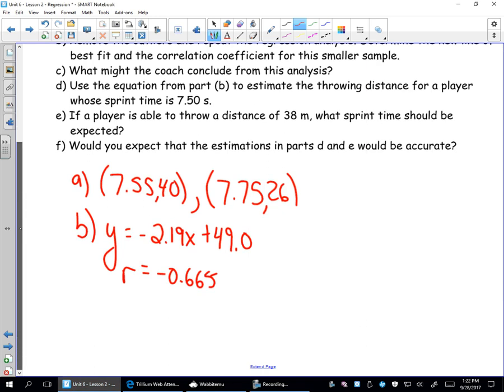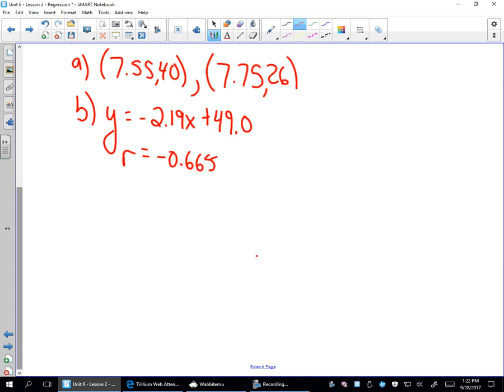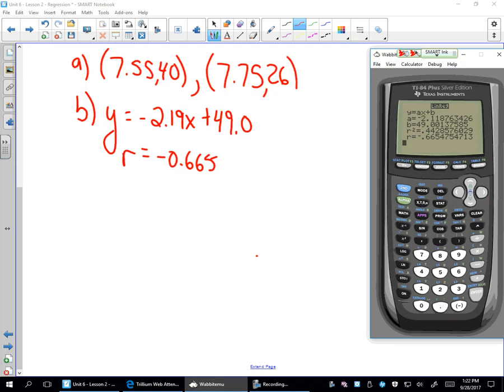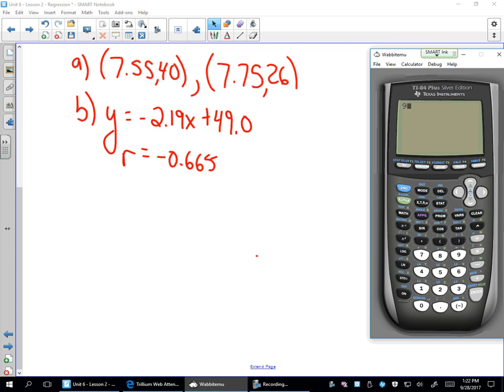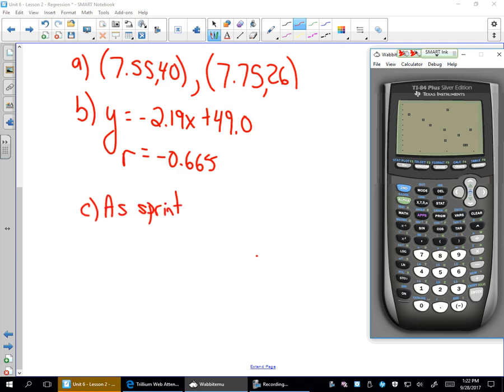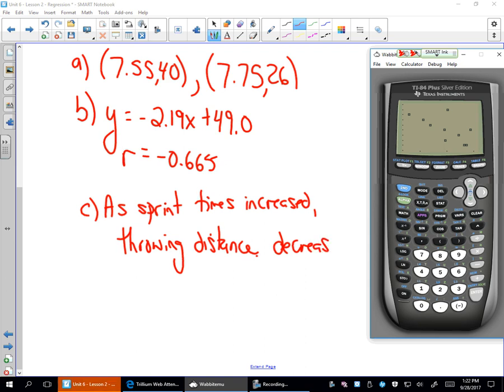What might the coach conclude from this analysis? Well, if you look at the pattern, the fact that it goes down and to the right, zoom 9. Oops, I missed the zoom button there, zoom 9. You can basically say as sprint times increased, which was my x variable, throwing distances decreased, which was my y variable. It's going down to the right. Okay, so if you're a slow athlete, you're probably a bad thrower, it looks like.